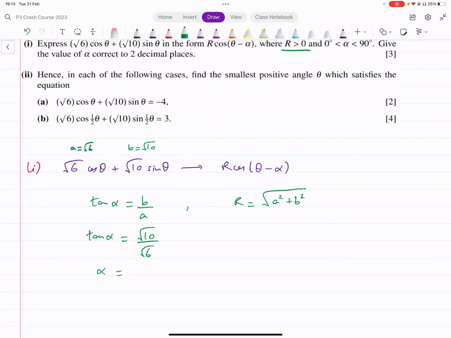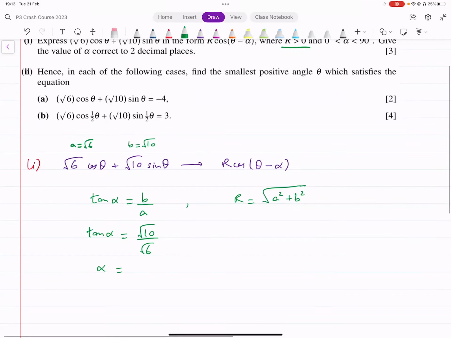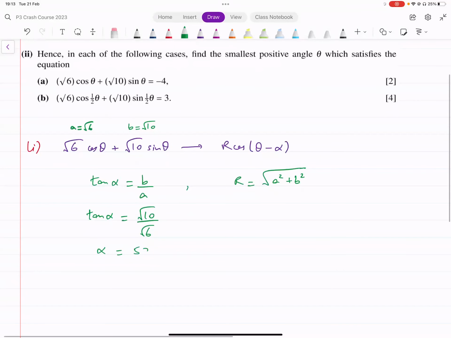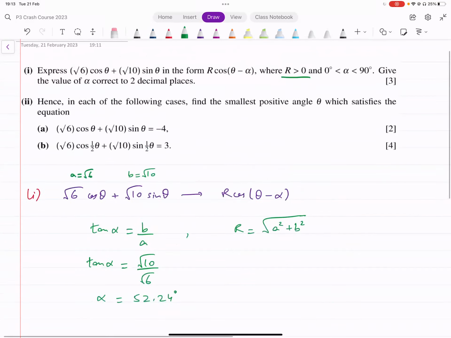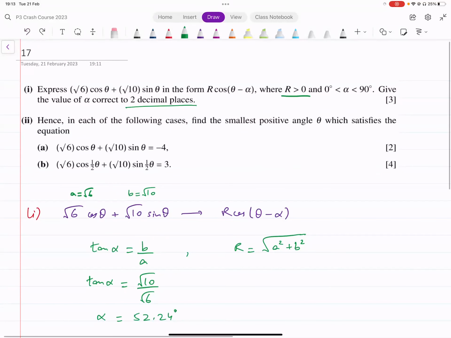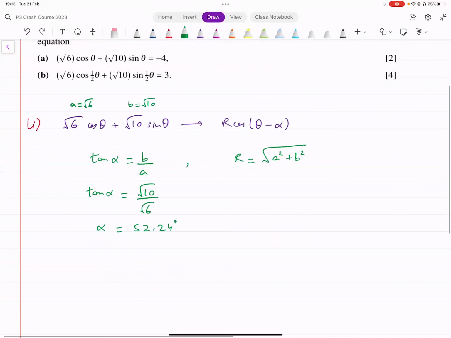Take tan inverse of this and see what you get. Tan inverse of square root of 10 over square root of 6. Let's see what we get from this. Okay, this turns out to be 52.24 degrees. You're asked to give your answer correct to 2 decimal places. So it should be two decimal places like this, 52.24 degrees.